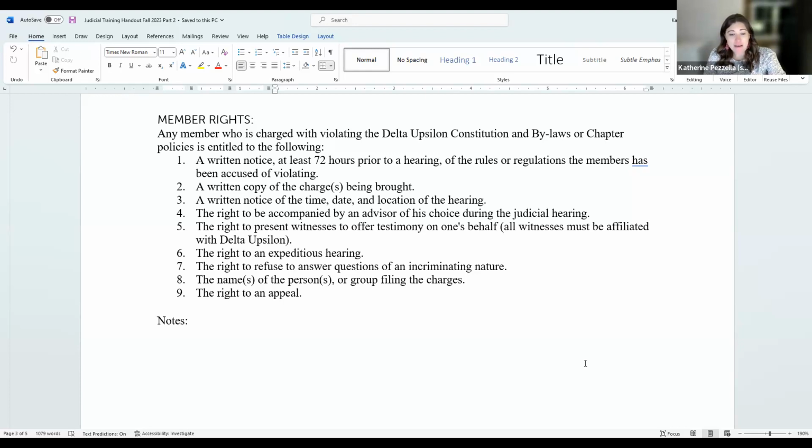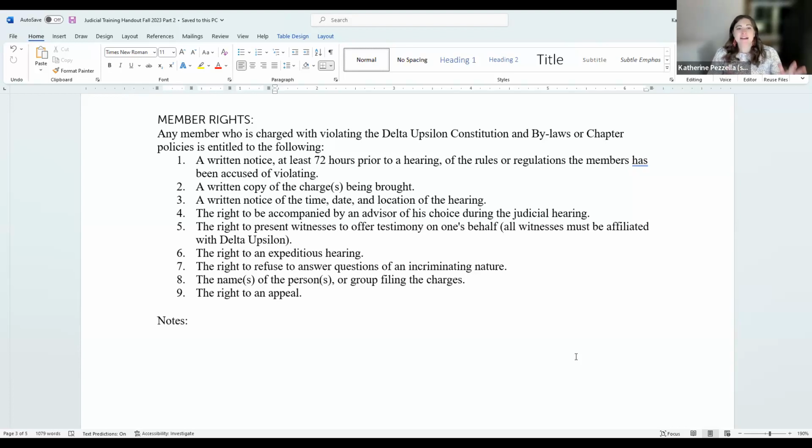So finally, let's talk about the last of the three methods, the chapter hearing, right? So chapter hearings obviously are much more like the judicial process hearing that we just talked about. They're more like that than a mediation. They also have very strict parameters that must be followed. They also include notice and all these rights of the members and everything.